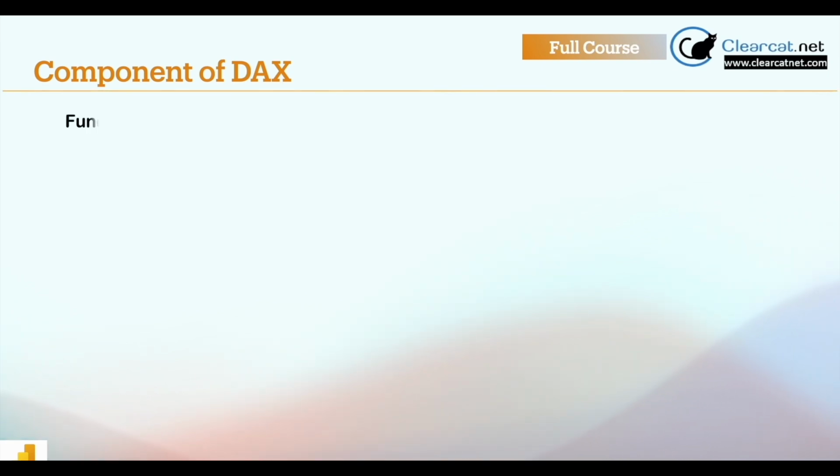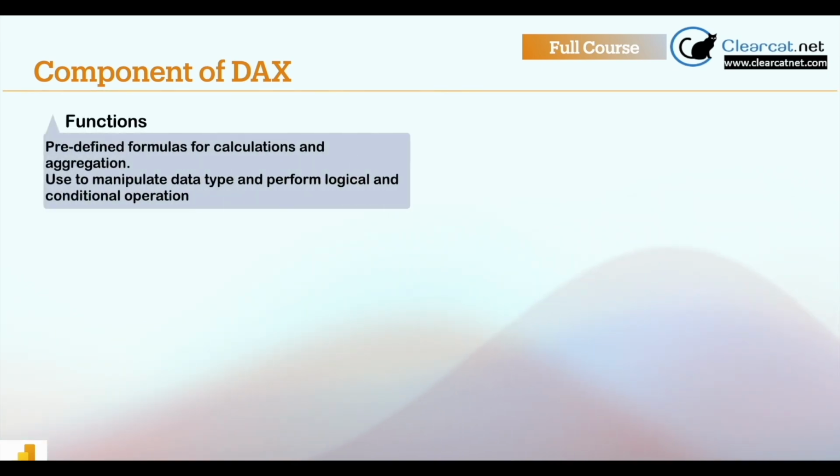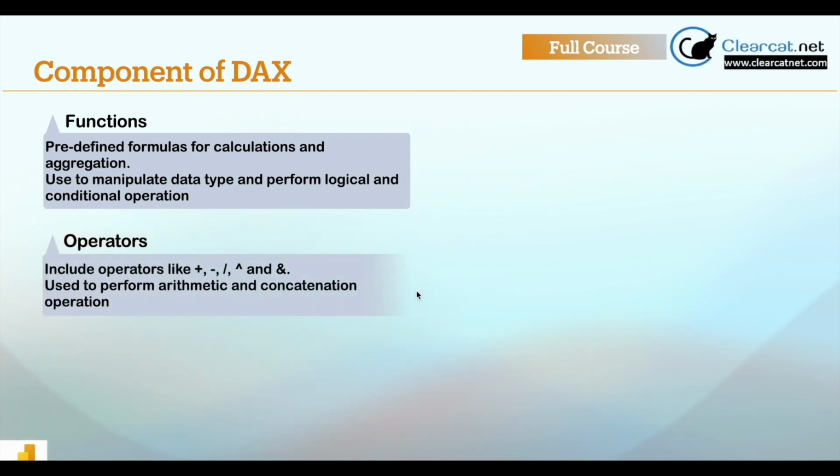Components of DAX. There are a total of 5 components of DAX. First one is functions: predefined formulas for calculation and aggregation, used to manipulate data types and perform logical and conditional operations. The second one is operators. As you guys know very well, plus, minus, star, divide, multiply are operators which we use in Power BI while using DAX commands or syntax, or concatenation operations.